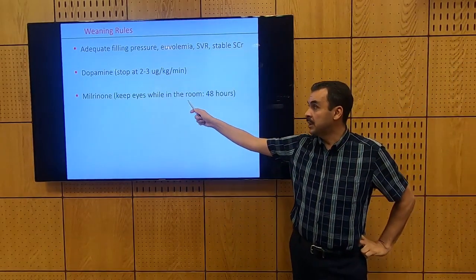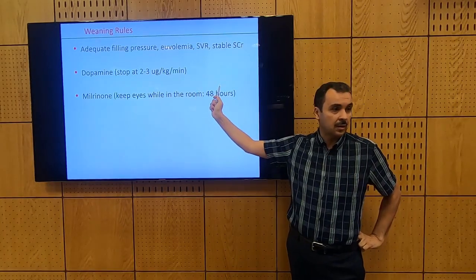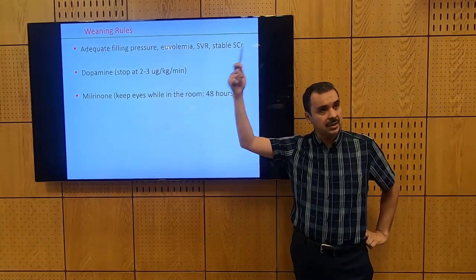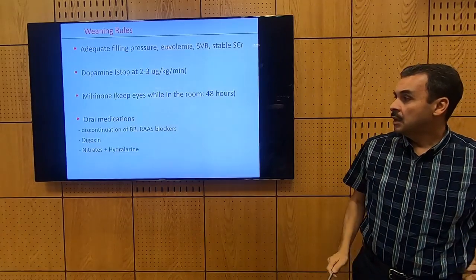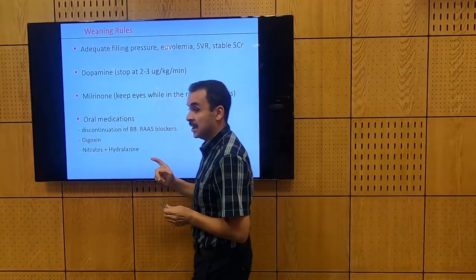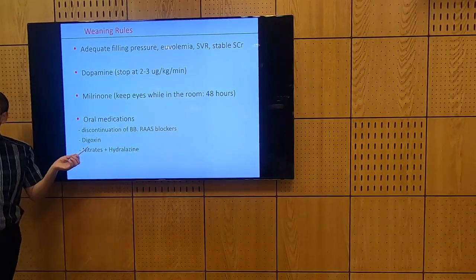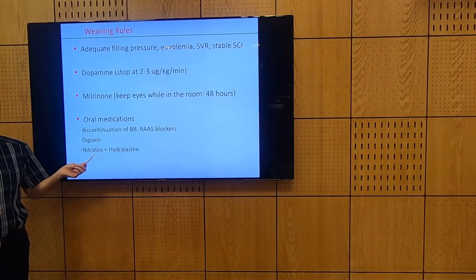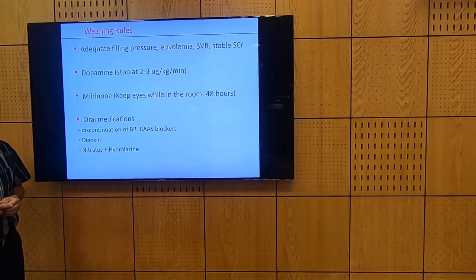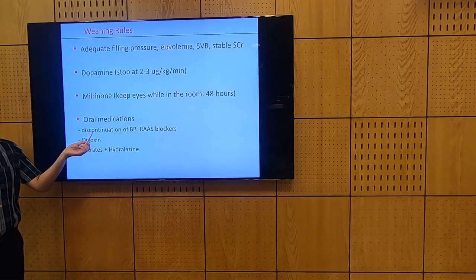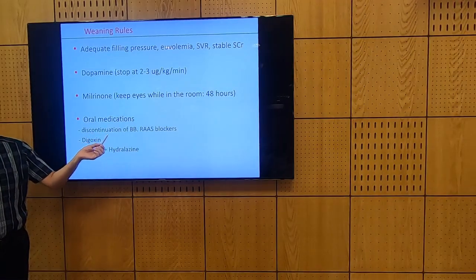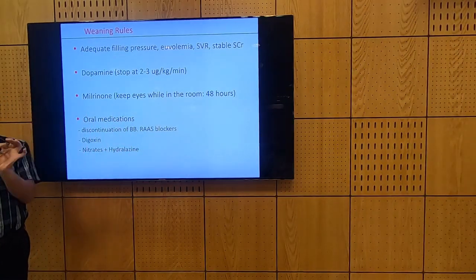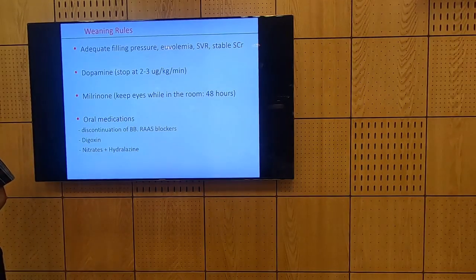And for milrinone, we'll keep an eye on the patient in our room for 48 hours, till we have three half-lives of elimination. And during weaning, you should start some medications. We may start digoxin. It will be okay. You can start nitrates to decrease the preload and to decrease the afterload. And we should discontinue some drugs such as the beta blocker or the RAS blocker in order to avoid hypotension during this critical period of management of our patient.